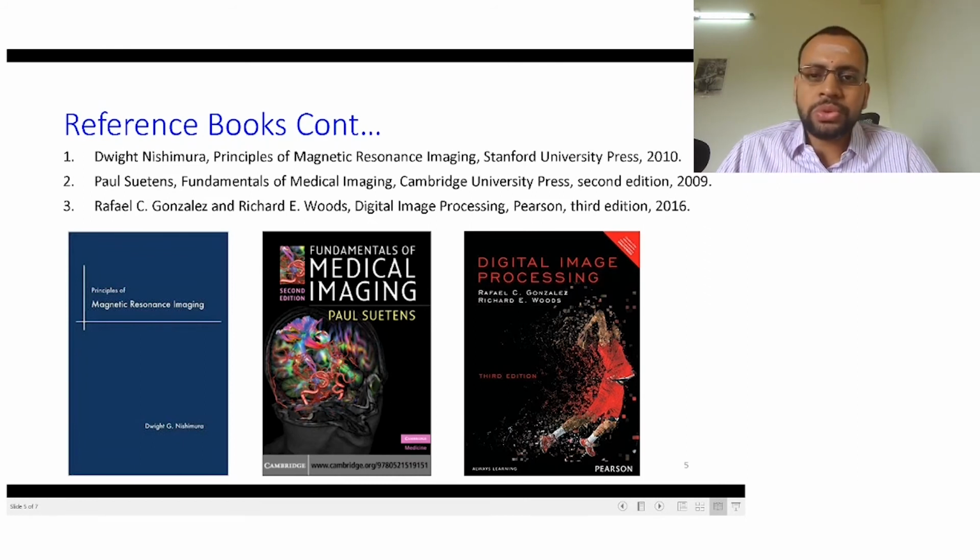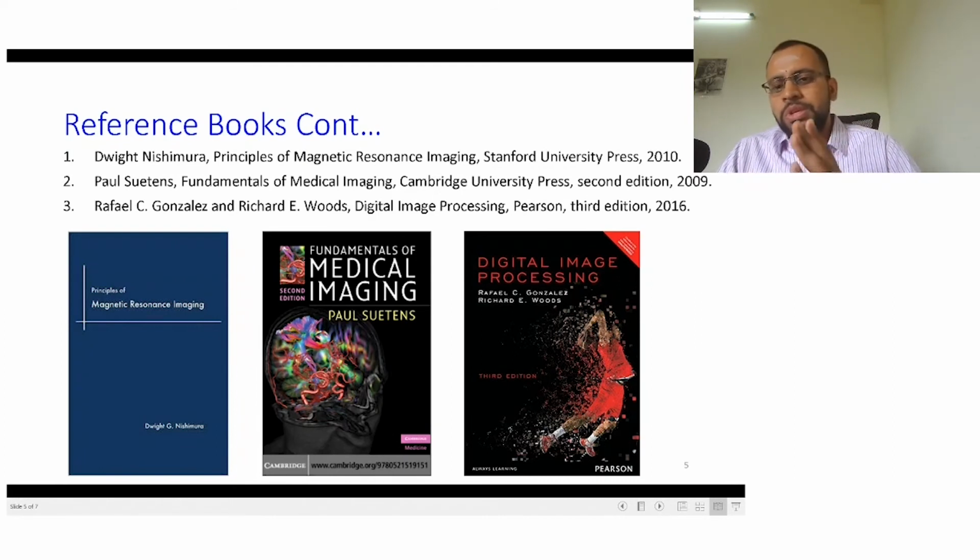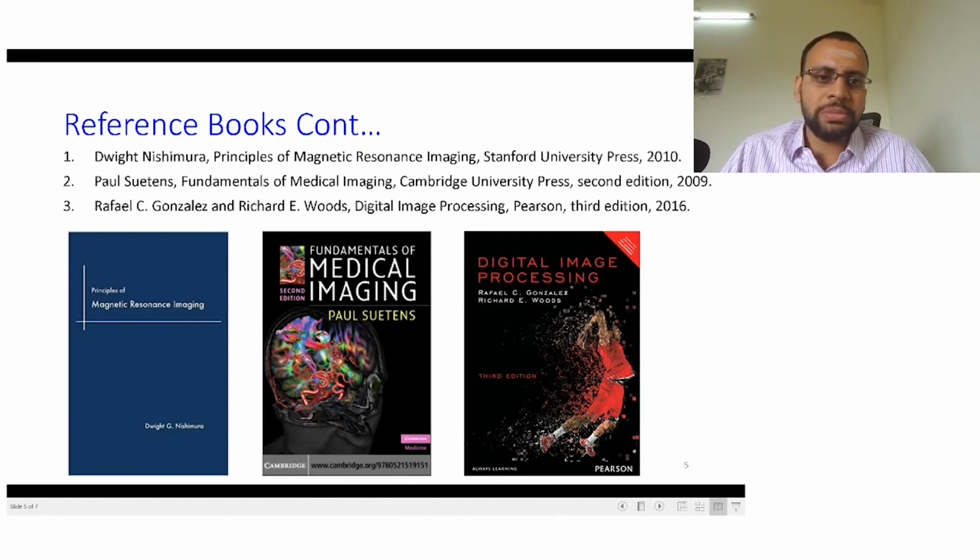And when it comes to the fifth module on MR imaging, a lot of content is adapted from the book titled Principles of Magnetic Resonance Imaging by Stanford University Press. This book is written by Nishimura. So this is the textbook that we would in particular be following for MR imaging.